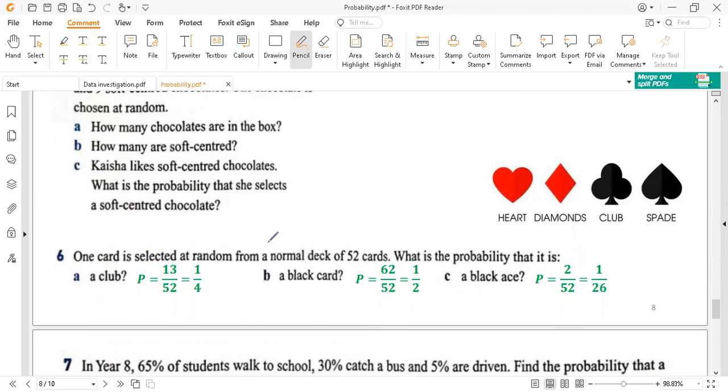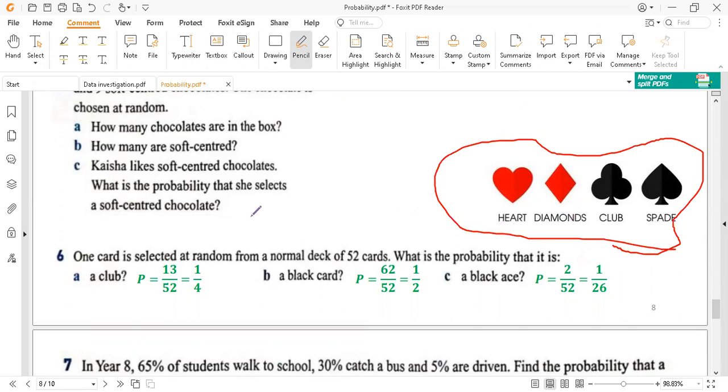One card is selected. We are playing with cards, and we want to select one card at random from a normal deck of 52 cards. We know that we have 52 cards, 13 of each type: hearts, diamonds, clubs, and spades. So what is the probability that it is a club? We have 13 from 52.